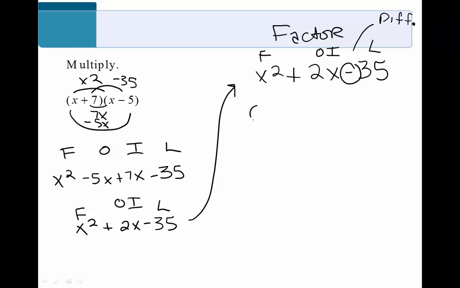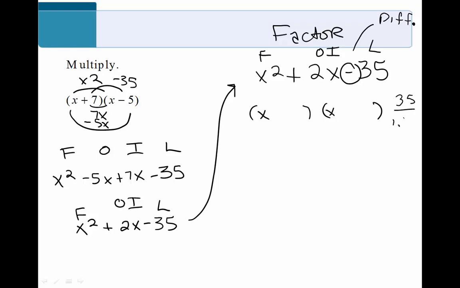So you draw your two sets of parentheses. You know one's going to be a plus in the middle, one's going to be a minus. You're not sure which, okay? So start with your F. You know that x multiplied by x is x squared. And now think about your L. This times this, your L times your L has to be 35. So you're considering your factors of 35.